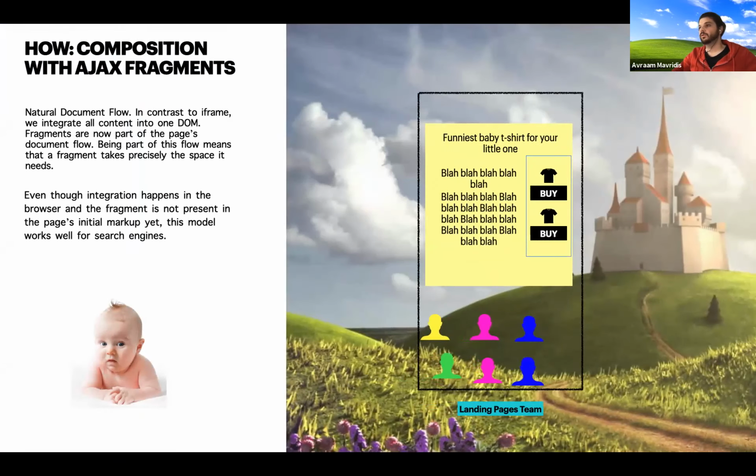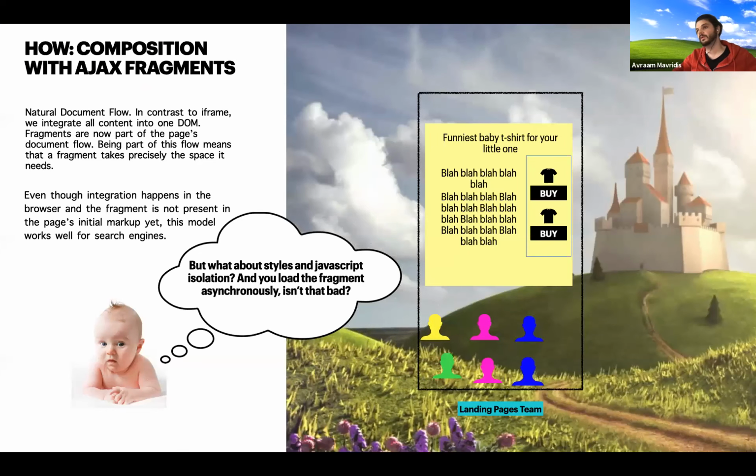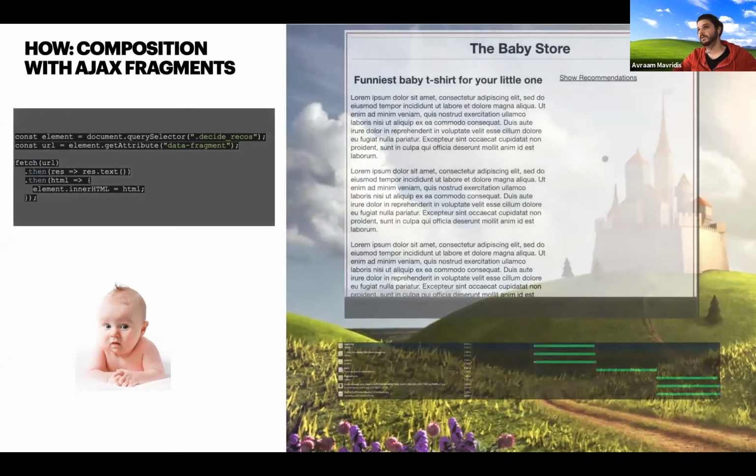And this looks great, doesn't break any screen reader, doesn't break the SEO, but as my son pointed out, what about the styles and JavaScript isolation? If you don't have that, everything has to be namespaced somehow, and you load the fragment asynchronously. Isn't that bad? And yeah, it is bad.